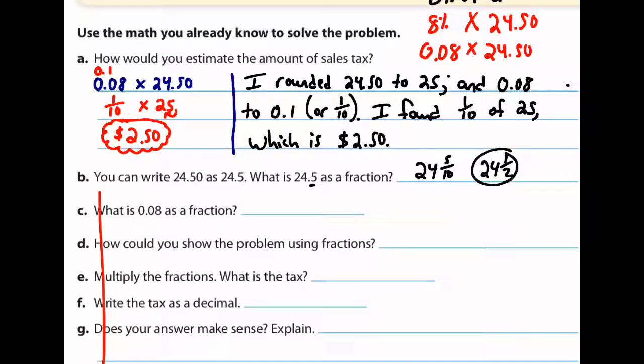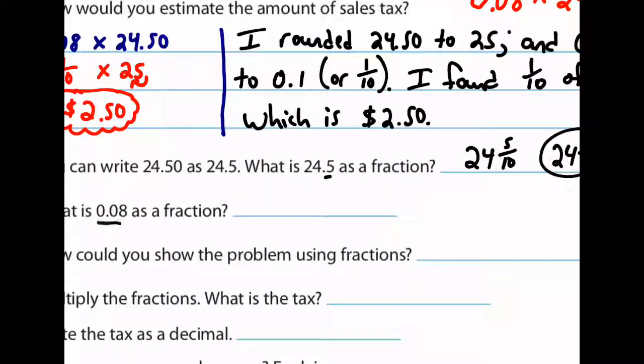Now, C says, what is 8 hundredths as a fraction? Well, if you say it 8 hundredths, you can just write it 8 hundredths.